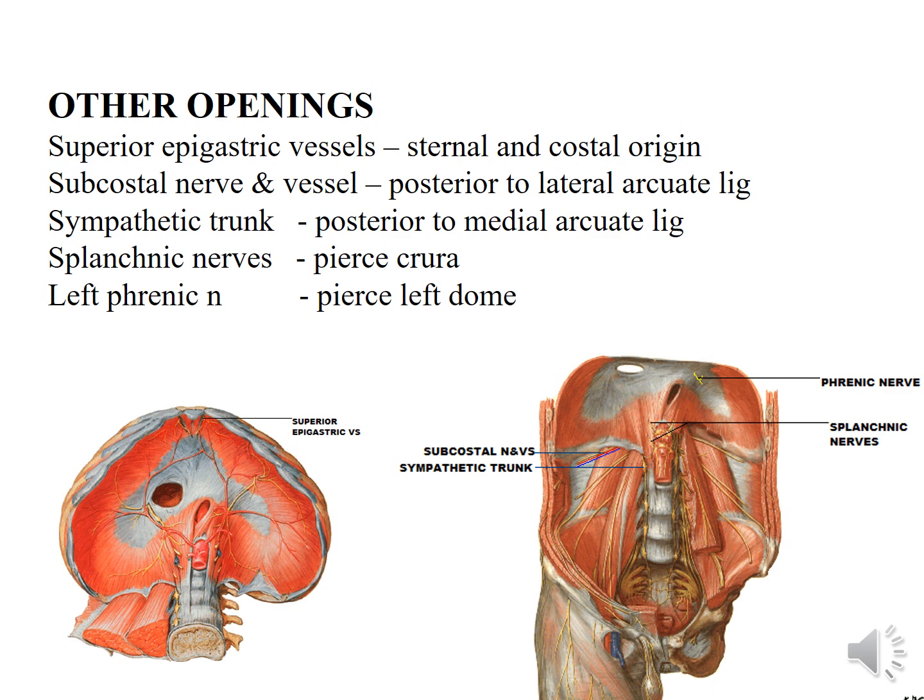Then there are certain structures which are piercing the crura. They are splanchnic nerves and the left phrenic nerve. It pierces the left dome. So these are the minor openings of diaphragm.